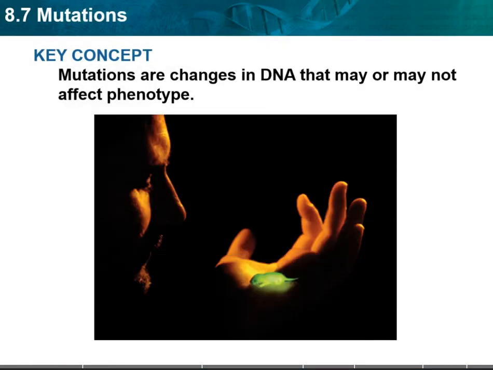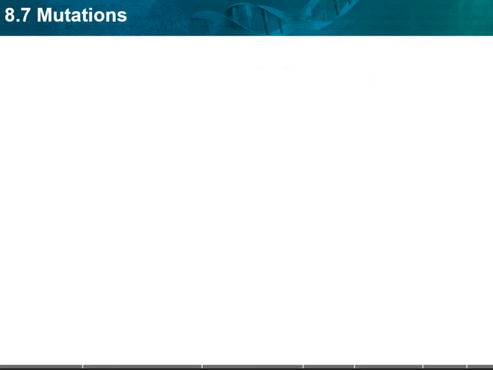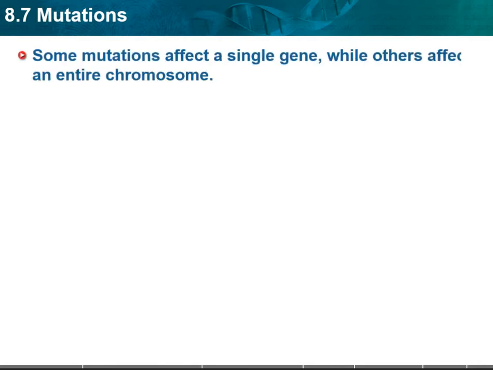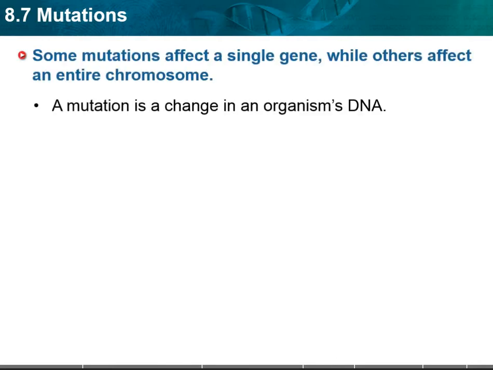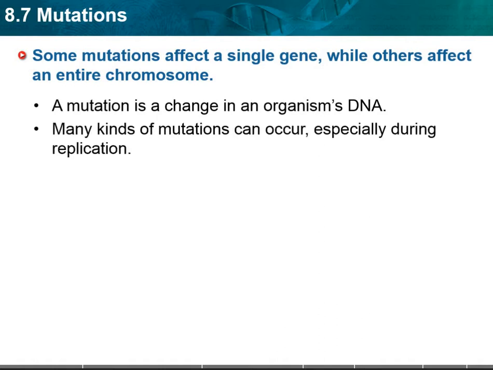8.7, we are going to be looking at mutations, so a change that happens in the DNA. Some mutations can affect a single gene while others affect an entire chromosome. So a mutation is a change in an organism's DNA. Many kinds of mutations can occur, especially during replication.